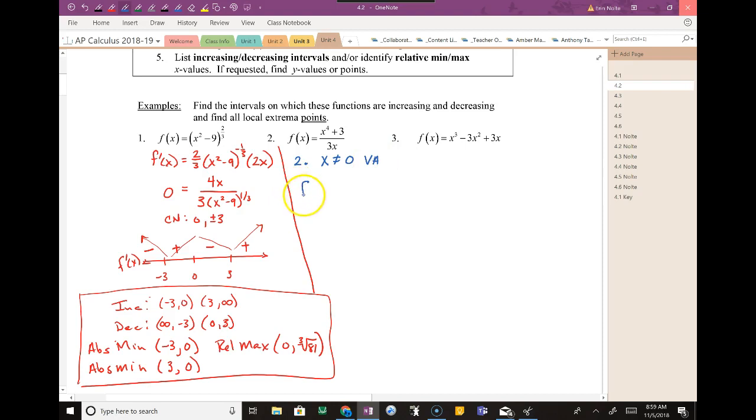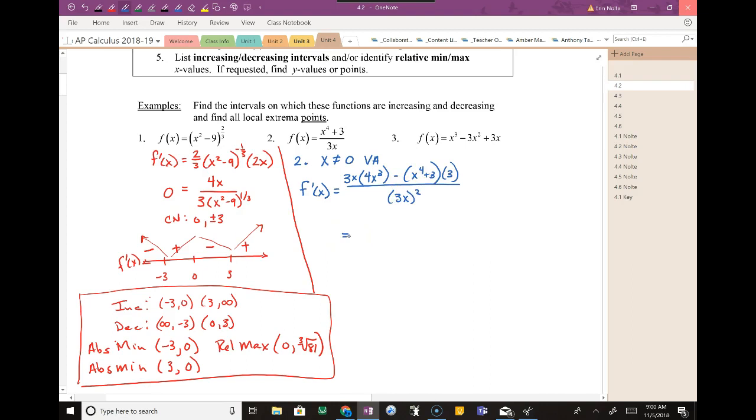Okay, so now we're going to derive it. Which rule are we going to use in order to derive this? Okay, so what do you start with on quotient? The low. So the low is 3x. What's the derivative of the high? 4x cubed. Minus the high, x to the 4th plus 3, times the derivative of the low, all over the low squared.